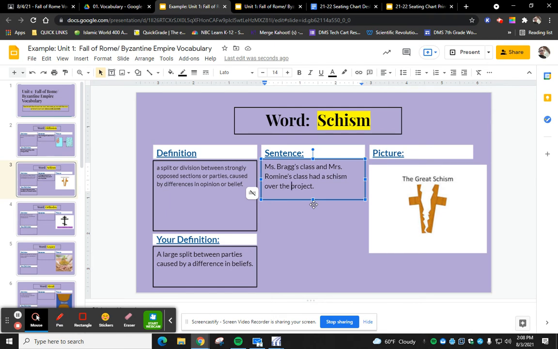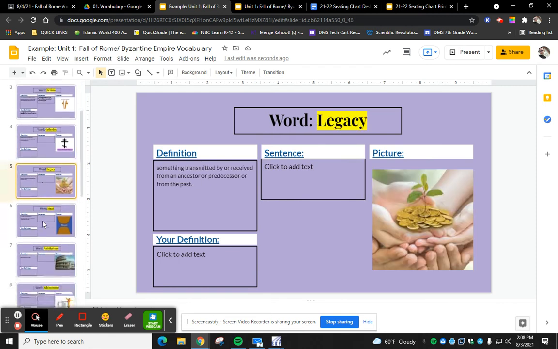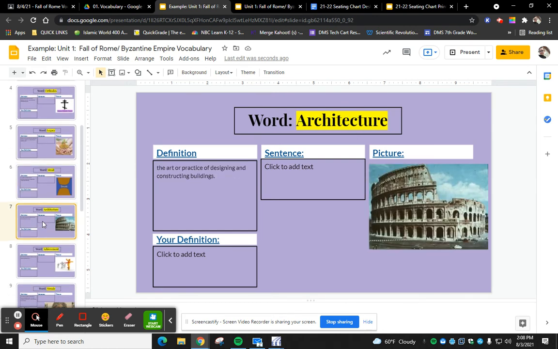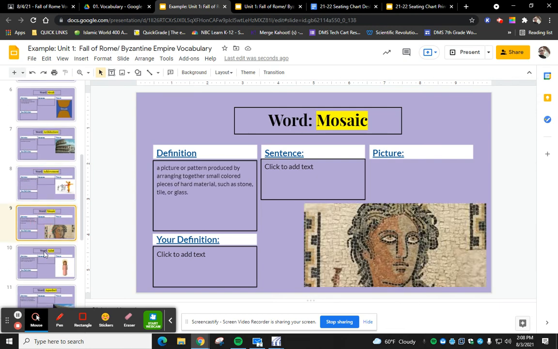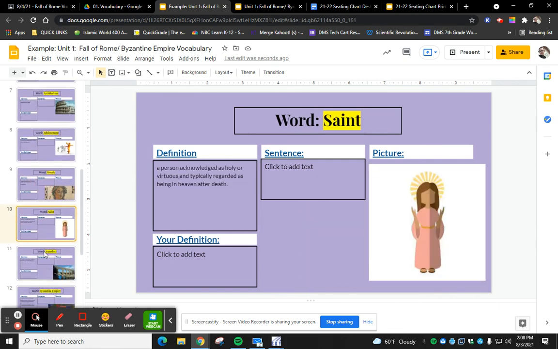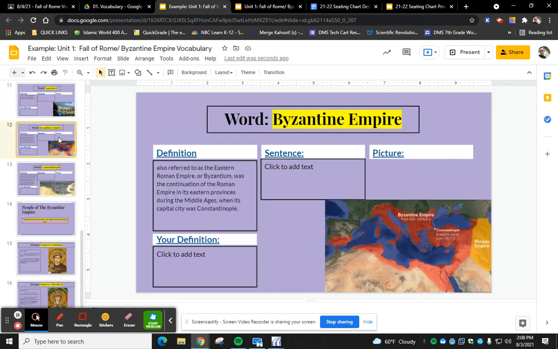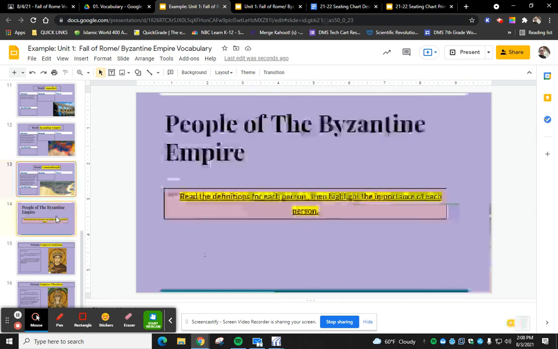Okay, now that we've gone over both words, now we've gone over two examples, the rest of the words are orthodox, legacy, strait, architecture, achievement, mosaic, saint, aqueduct, Byzantine Empire, and Constantinople. Now, if we go to the next slide, we've got new directions.